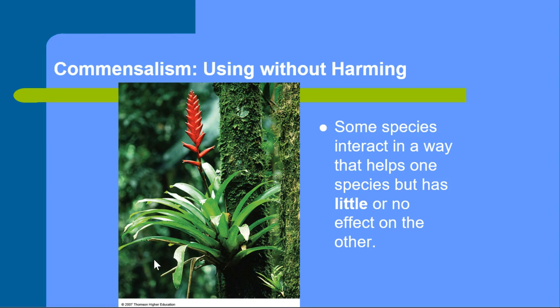All right, now, commensalism. Again, I told you it's little or no effect, and a good example of that are the bromeliads that live high up in the trees in rainforest areas. These guys actually anchor into the tree. They do have a little minor effect on the tree, but it's not a huge effect, and so the tree is fine. And then these guys get closer to the sun, they get more rain. It's very exciting for them.